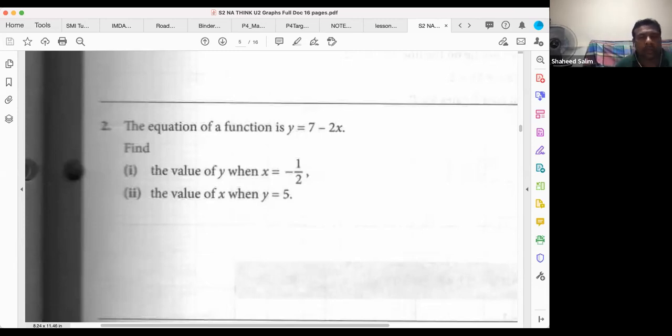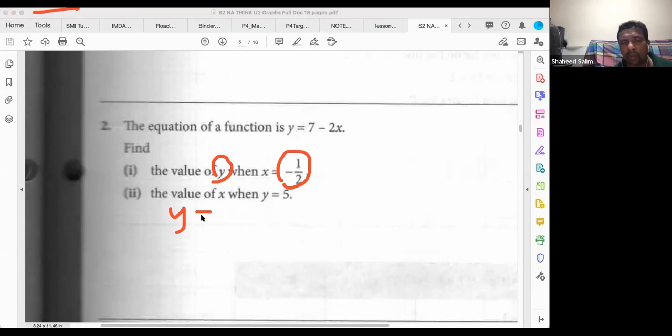Okay, let us do it together. Now all you need to do is substitute. What are these? These are the coordinates. They're asking you for this coordinate down here, and it's along a line. What line is that? It's called a graph. So now we write down y equals 7 minus 2x.